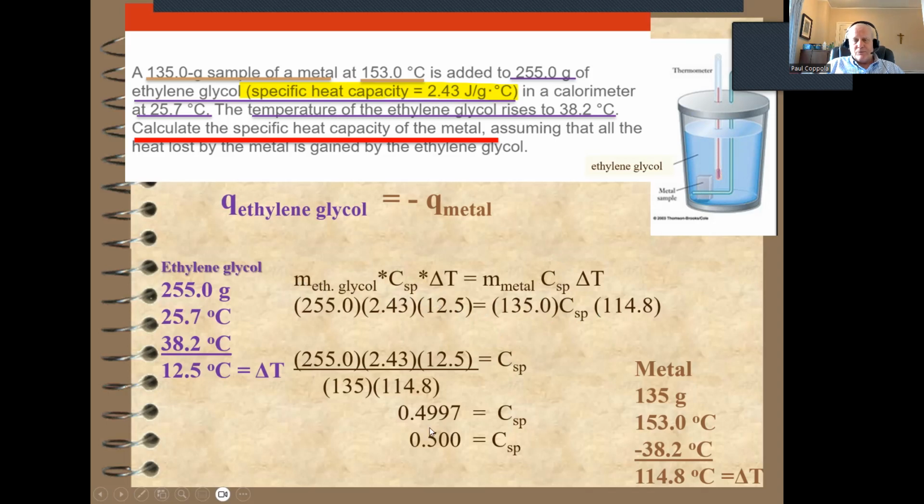As I told you, active chem will accept either of these 2 answers because here it's rounded off. And the cool thing about this is then you could identify the metal. This is part of forensic science. You have an unknown metal, and you can do an experiment like this, find out its specific heat, and then look on a table and find out which metal has that specific heat. And you can identify the metal.